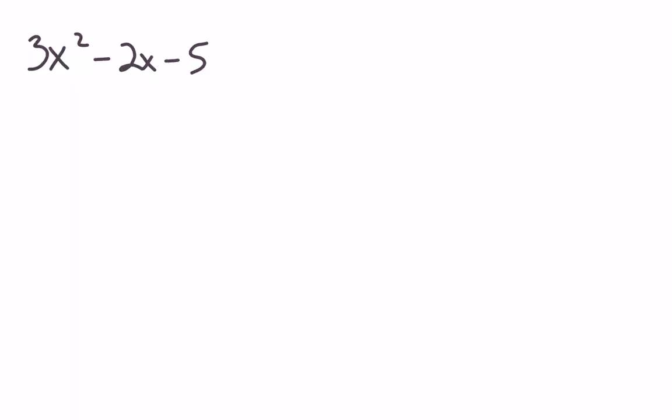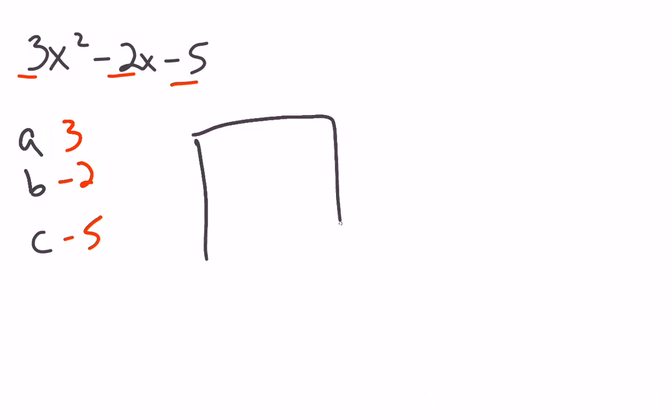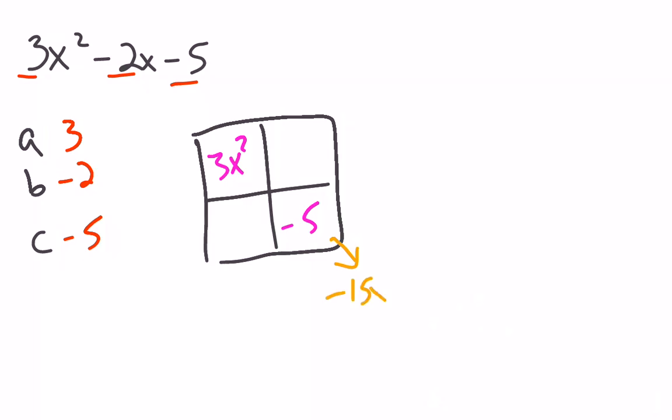(3x squared minus 2x minus 5). So give your A, B, C. Your A is 3, your B is negative 2, and your C is negative 5. Draw your box. First term, first box. Last term, last box. Multiply your diagonal, which would be negative 15x squared.